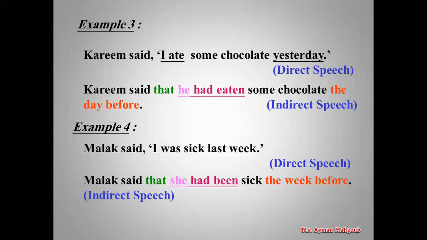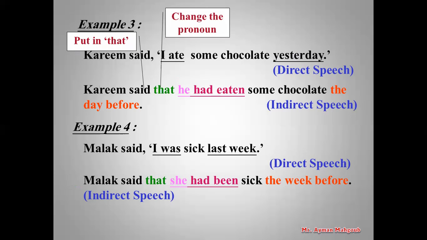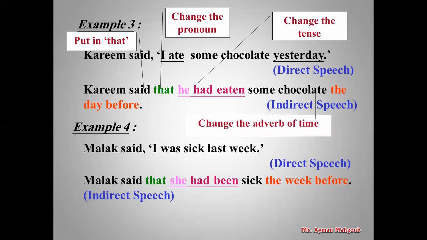Again, the first change is that. We add that. Okay. The second change is the pronoun. I becomes he. The third change is the verb. Ate, past simple, becomes had eaten, past perfect. And yesterday becomes the day before.